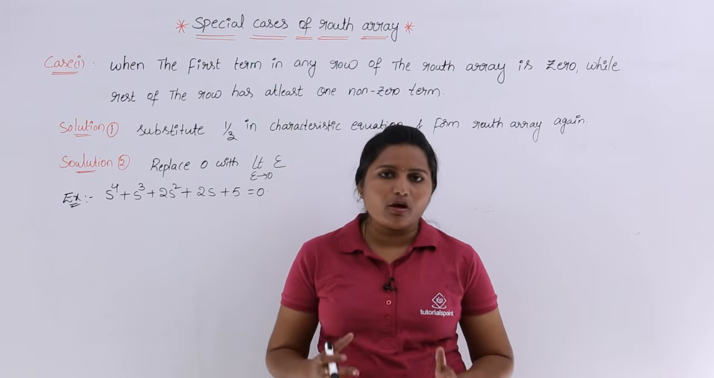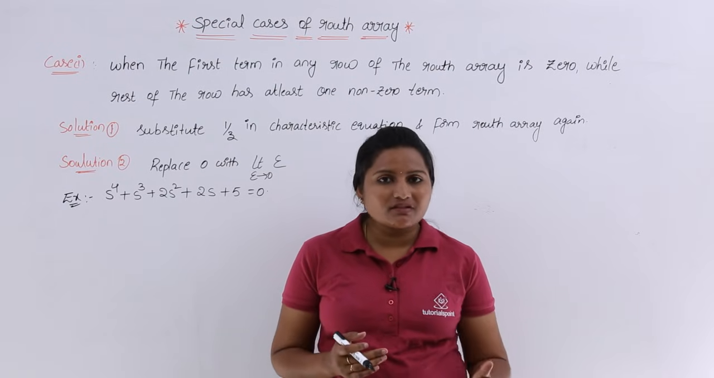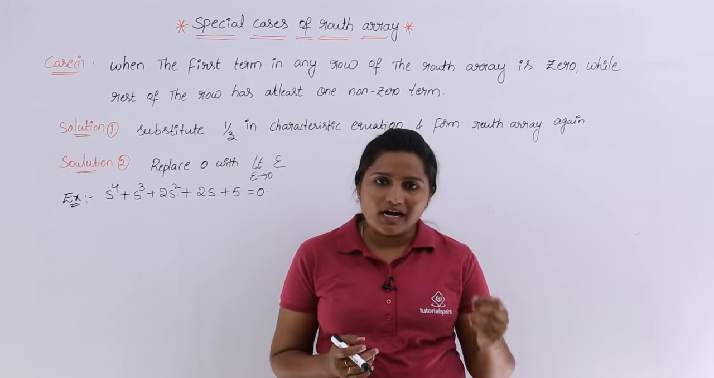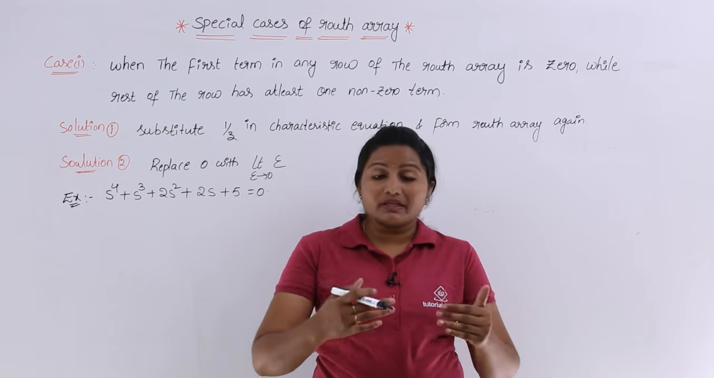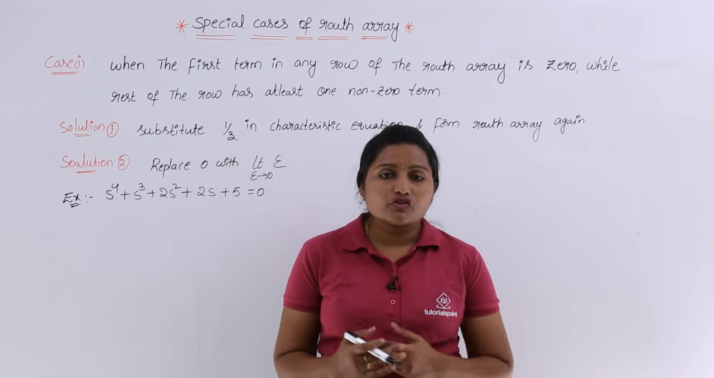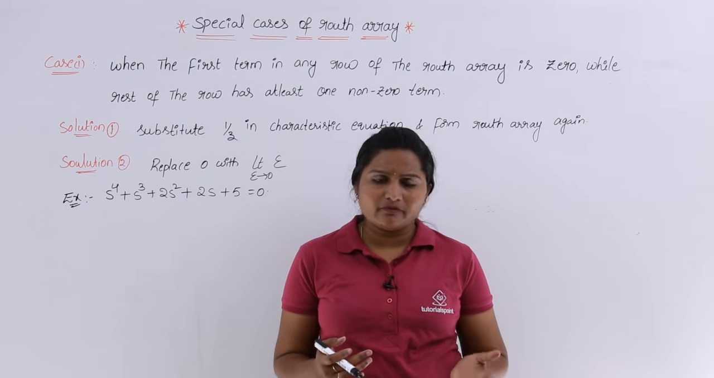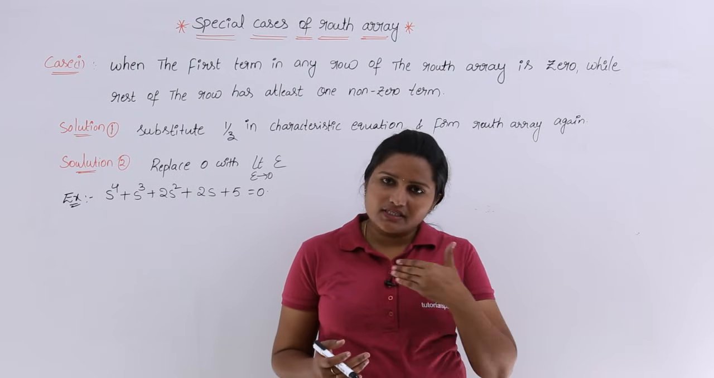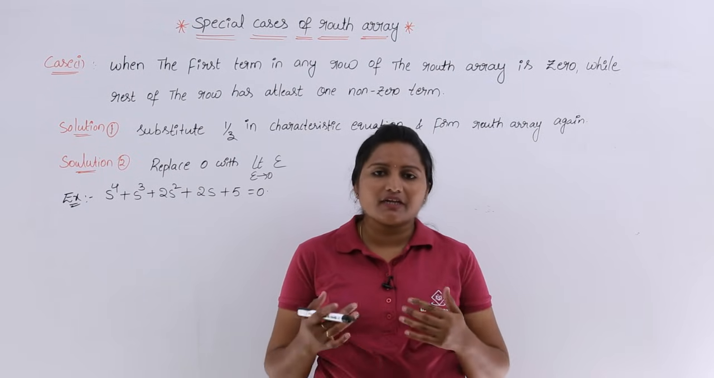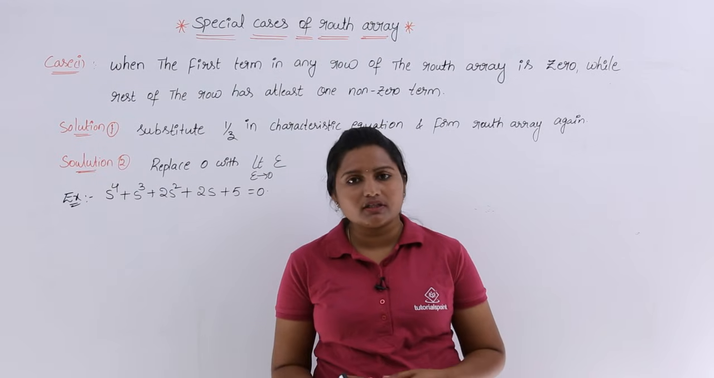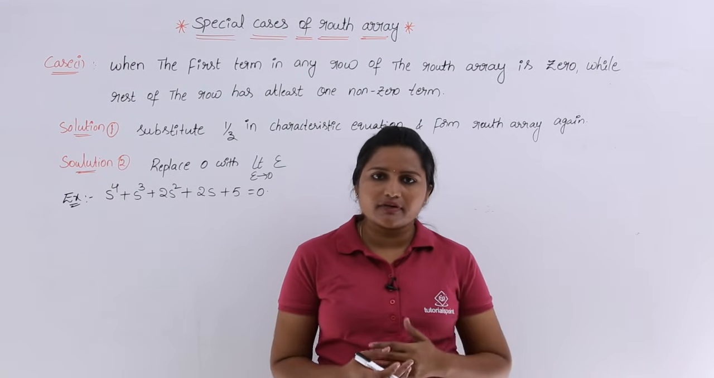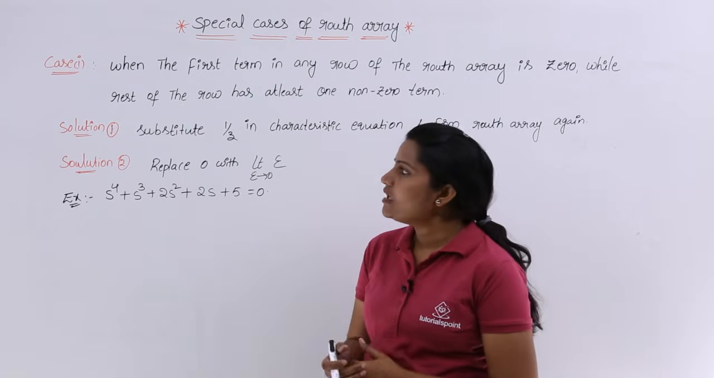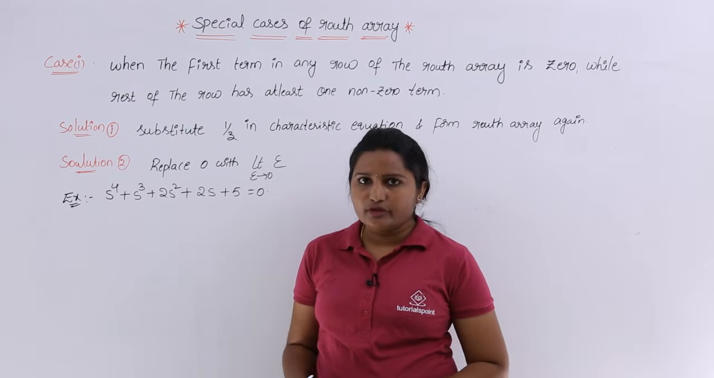When you are forming the Routh array, if you observe any one of the starting elements in a row as 0, then you will get a problem in calculating the other elements. That is the difficulty you are facing in Routh array. These special cases are nothing but difficulties you are going to face in Routh array, and the solutions related to those difficulties are what we are going to discuss here. First, the first difficulty.